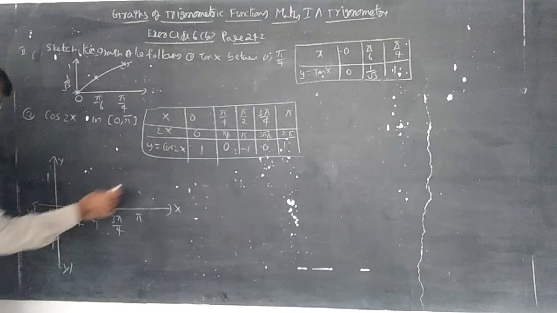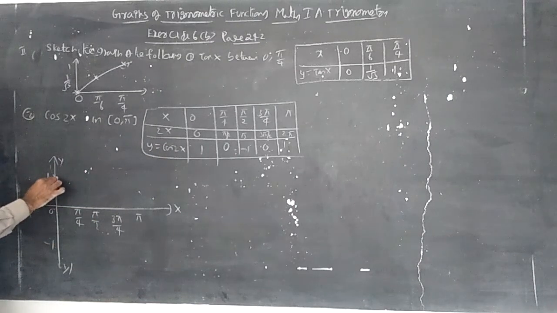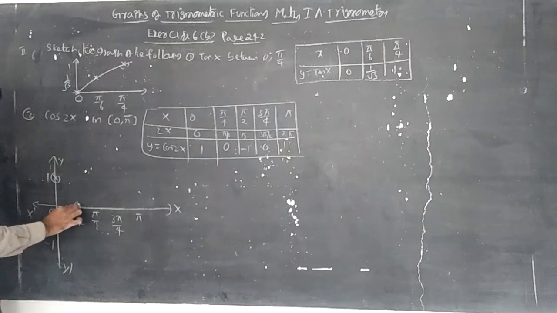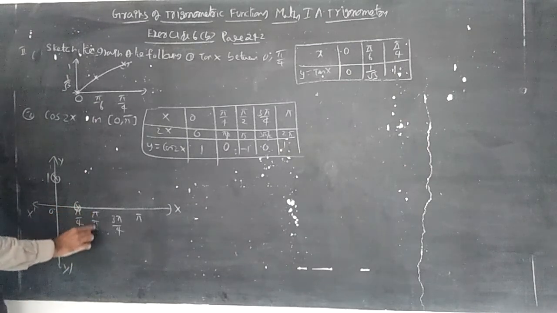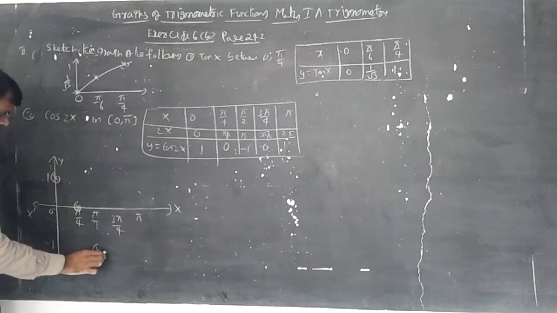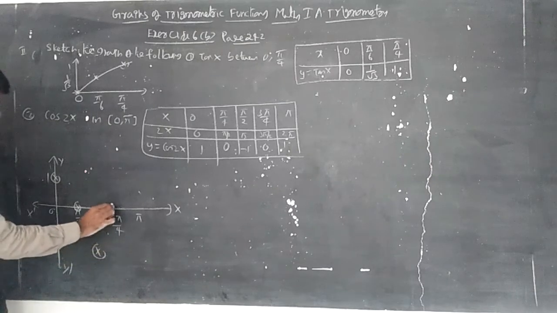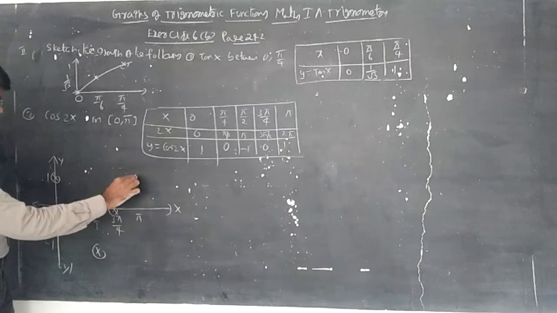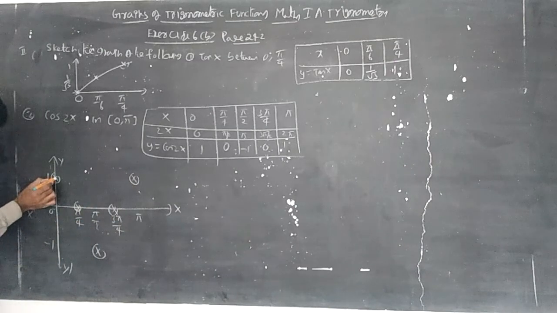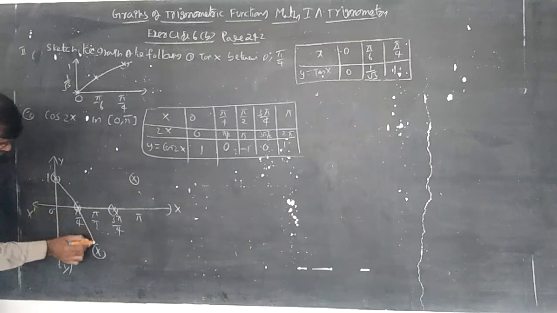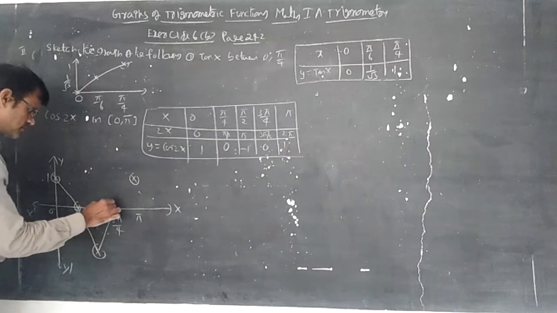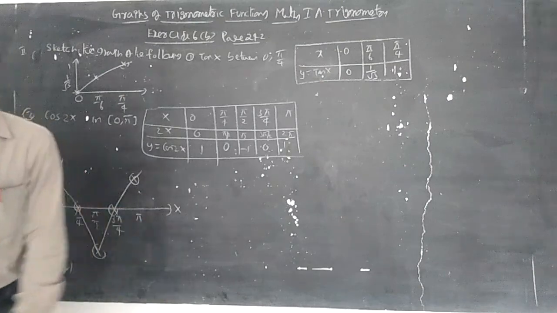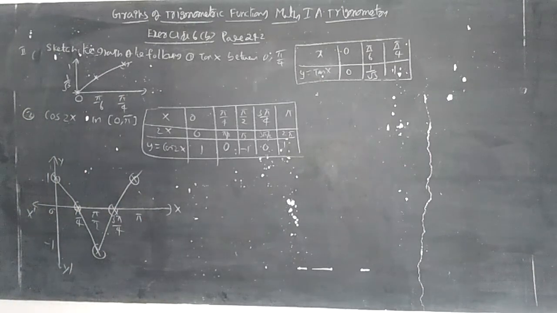For 0 we got 1, put a point here at 1. For pi by 4 we got 0, put 0 here. For pi by 2 we got minus 1, put it here. For 3 pi by 4 we got 0. For pi we got 1, like this. It is decreasing and increasing. With free hand you draw like this. That's all. This is the graph of cos 2x in the given interval 0, pi.